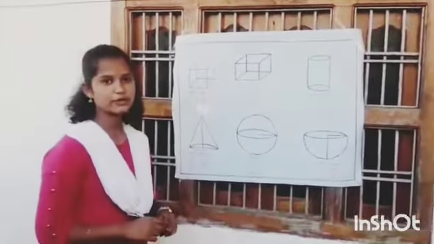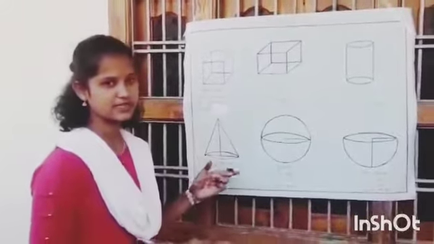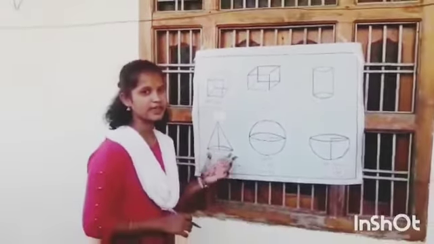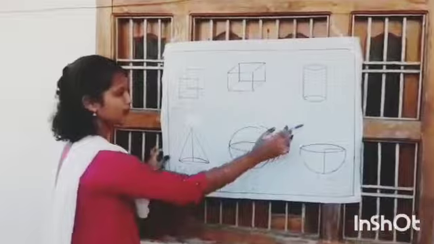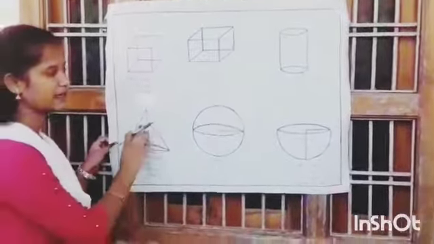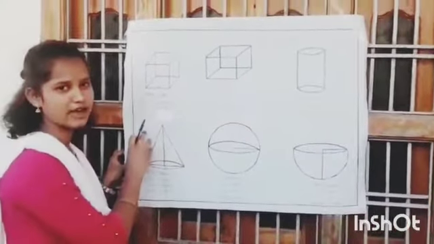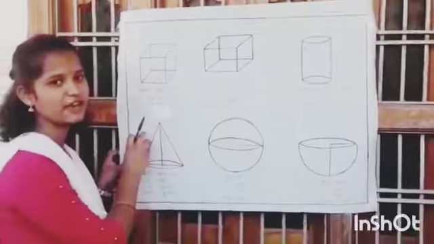So I want to explain to you today about some shapes and solid structures. We know most of the shapes and structures which we use in our daily life. Some of these are cube, cuboid, cylinder, cone, sphere and hemisphere. They have some particular area formulas and volume formulas. So I want to explain the formulas for lateral surface area, total surface area and volume.